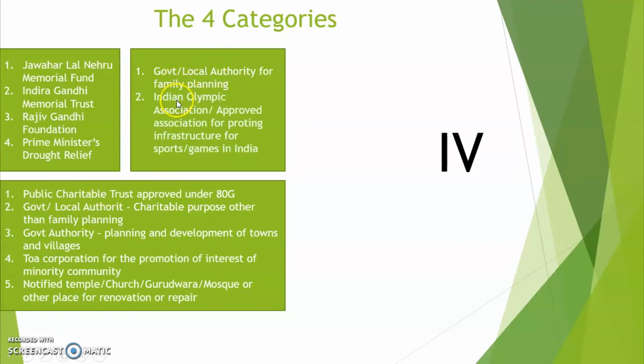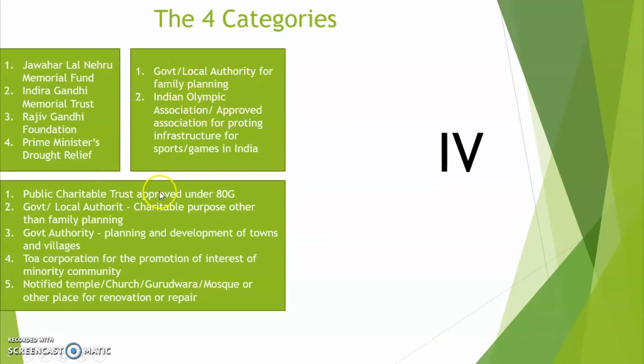And finally, things related to sports in India. So the Indian Olympic Association or any approved association for promoting infrastructure of sports and games in India. So directly link: if anything regarding sports and games for the purpose of promoting the infrastructure in India, and anything regarding family planning to government or local authority comes, it is category 3.